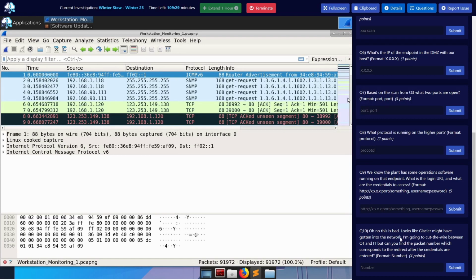I know this is bad. Looks like Glacier might have gone into the network. I'm going to cut the wire between OT and IT. Can you find the packet number which corresponds to the redirect after the credentials are entered? Okay, so pretty straightforward. It kind of leads us through. This is an easy lab.